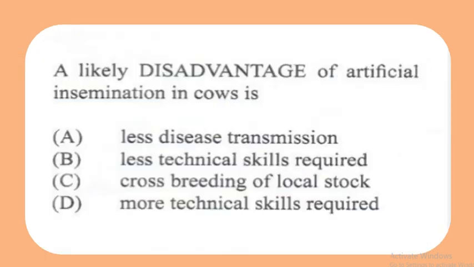A likely disadvantage of artificial insemination in cows is less disease transmission, less technical skills required, crossbreeding of local stock, more technical skills required. And the answer is D, more technical skills required to carry out the procedure.